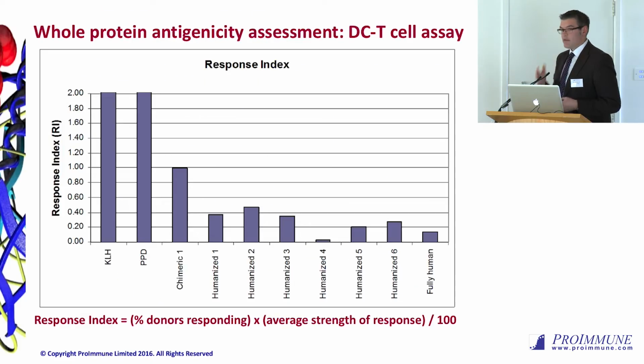So what we generate is an antigenicity index, we call it a response index, and this is a measure of not only the percentage of donors that are responding significantly, but the strength of that response as well. So that's really important because in a dendritic cell, you're really taking the power of the dynamic range of these assays. They're very potent stimulators, and so you really want to take into account not just whether the T cells are responding, but actually how strong is that response as well.